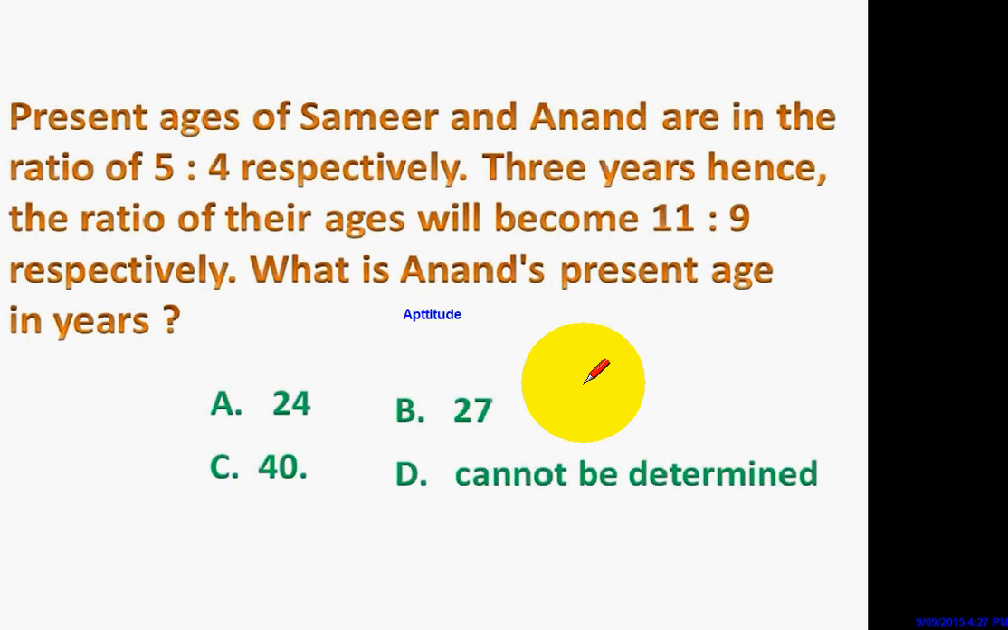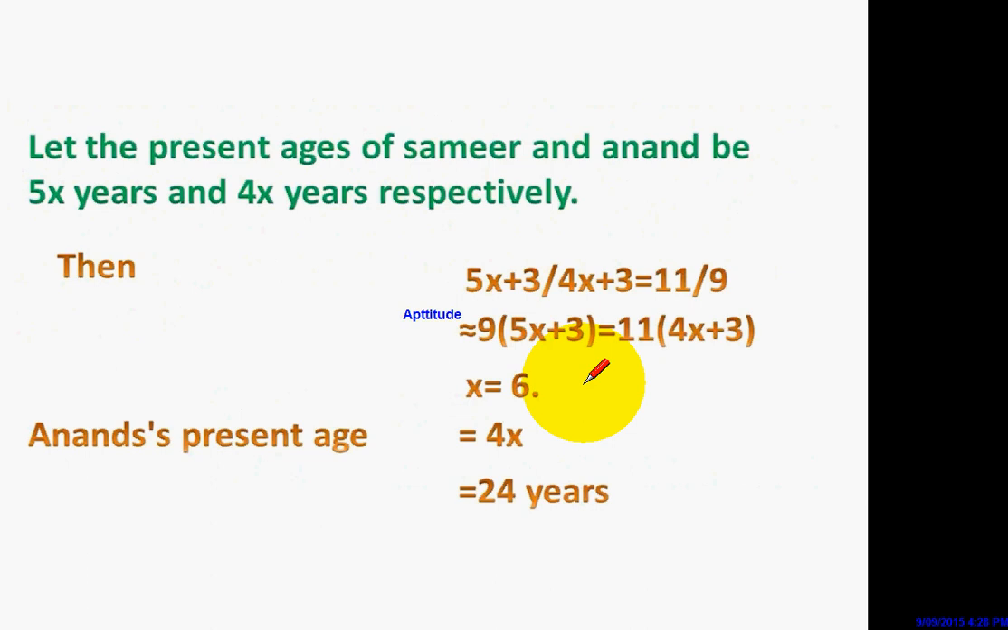And 3 years hence, that is after 3 years, the ratio of their ages will become 11:9. What is their present age? 5x and 4x. If it is after 3 years, you have to add 3, isn't it? So 5x plus 3 and 4x plus 3. Once you add 3, after 3 years the ratio becomes 11:9. So you can equate it. So let the present ages of Samir and Anand be 5x and 4x, and then after 3 years their ratio is equal to 11/9. So we can equate these two ratios. 5x plus 3 by 4x plus 3 is equal to 11 by 9. Go for cross multiplication. You get the value of x as 6.